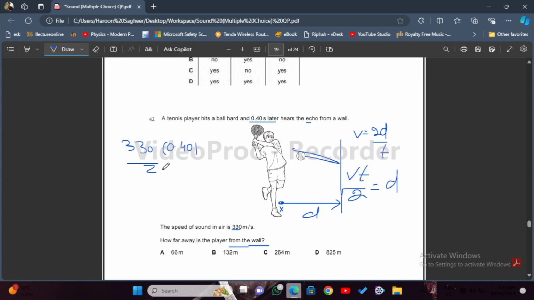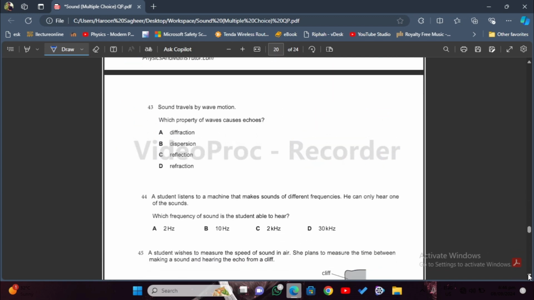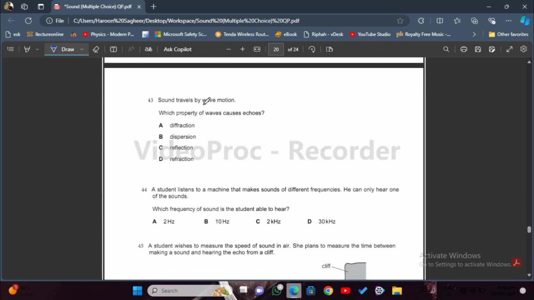It is 330 multiplied by 0.40 divided by 2, so it is 66 meters. So the distance between the player and the wall is 66 meters. Okay, sound travels by wave motion. Which property of wave causes echo? It is reflection. Of course, the diagram is the same.